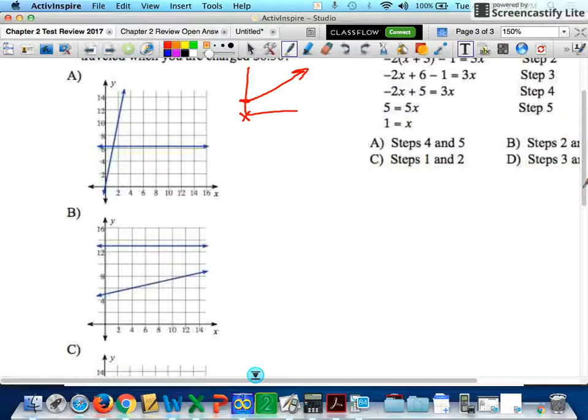I look at A, and I see my line going up. That's good. This line is increasing, but it didn't start at 5, and it's going up too fast. So that one's out.